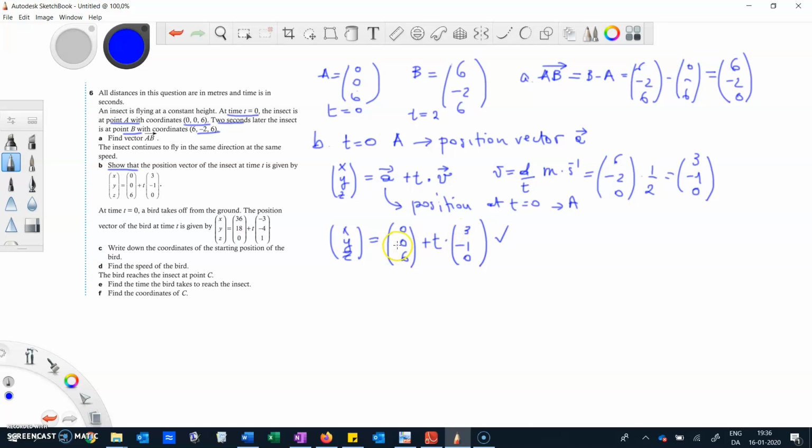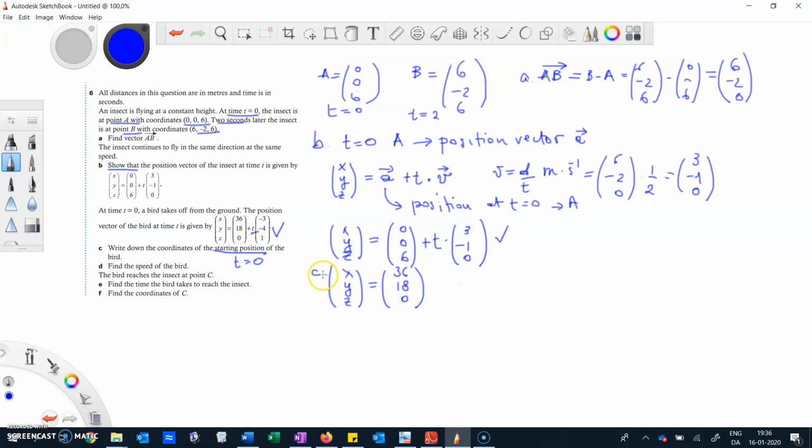Now, for point C, we have to write down the coordinates of the starting point of the bird. Here we have to underline starting position. What is the starting position? It's the position for t equals 0. It's when the time starts. So we go back to this equation and we plug in t equals 0, and we will get that the position is just going to be 36, 18, 0. The remaining part, in fact, will be 0.